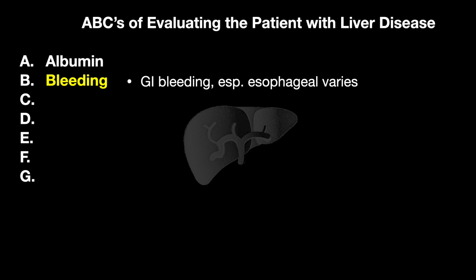Assessment of risk of bleeding is important in medical management of patients with portal hypertension and liver failure. There are certain medications, for example beta blockers, and other preventative treatments such as TIPS procedure or endoscopic variceal ligation that may be used to prevent bleeding.